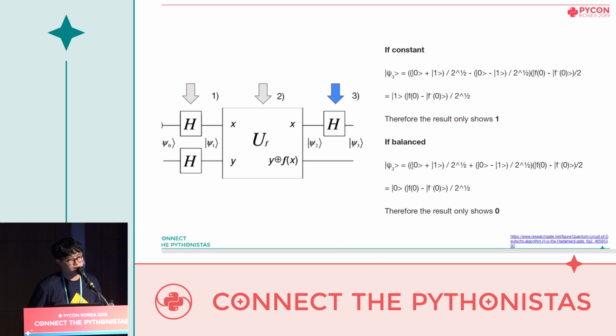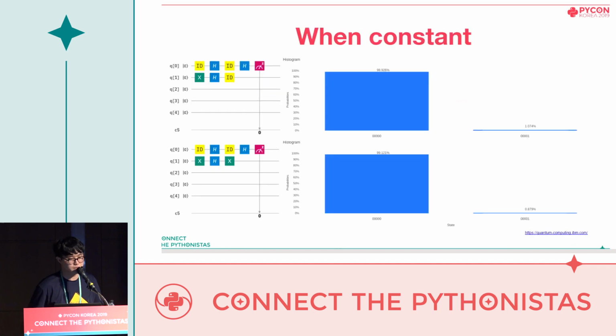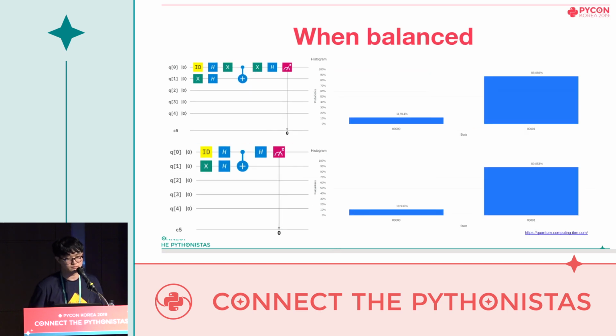Lastly, we apply a Hadamard gate and measure only our first qubit, which then, if the function is constant, the result will only show 1, and when balanced, the result will only show 0. Now, this is Deutsch's algorithm with a constant function designed in IBM Q Experience. Note that the first algorithm has a function f(x) equals to 0, and the second has f(x) equals to 1, as the second qubit has an X gate. Also, the result shows 0 for the first qubit.